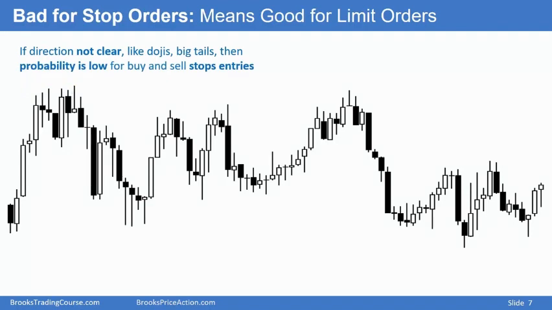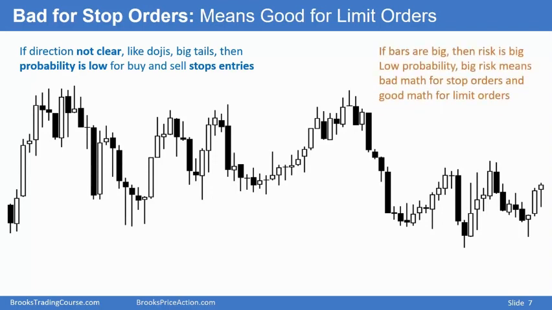Whenever you look at a chart and you're not really clear of the direction, if there are a lot of dojis, a lot of tails, a lot of overlapping bars, a lot of little reversals, the probability is bad for stop order traders. Also, if the bars are big, then the risk is big. The stop is going to be far away. Your protective stop is going to be far away.